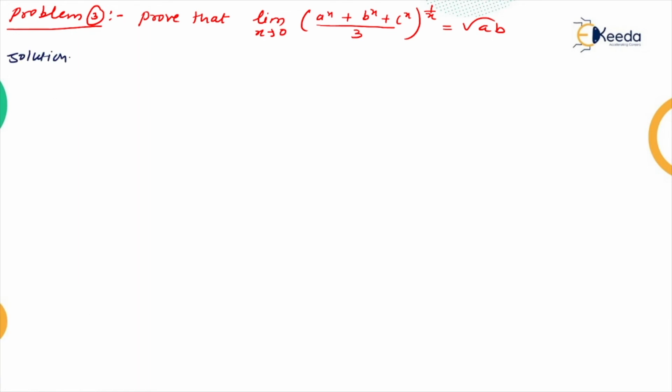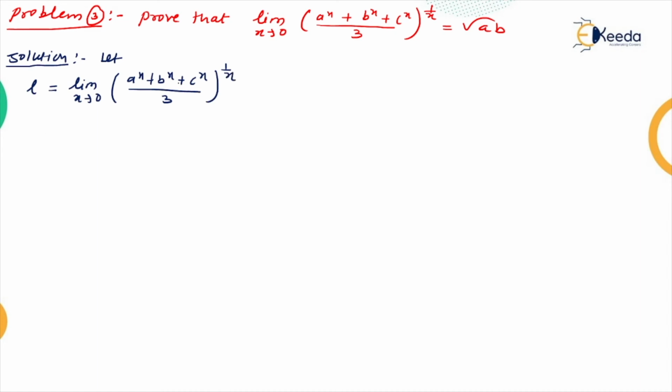Solution. Let the given limit, that is the LHS, be L, equal to the limit as x tends to 0 of (a^x + b^x + c^x divided by 3) raised to the power 1 by x.